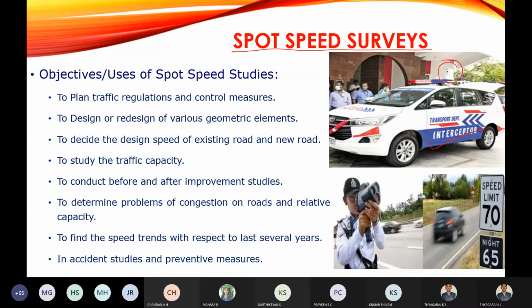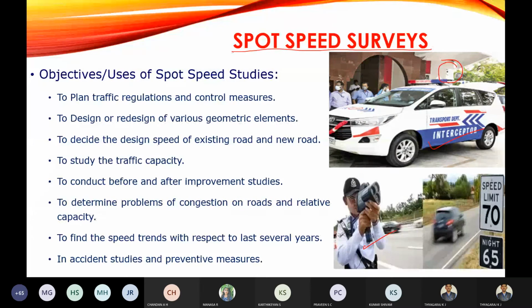In the interceptor, you can see at the top a radar gun will be provided. It will check the instantaneous speed or spot speed of your vehicle. The radar gun which is used is a hand radar gun, but in India, the hand radar gun is not available. It will be mounted in the police jeep.